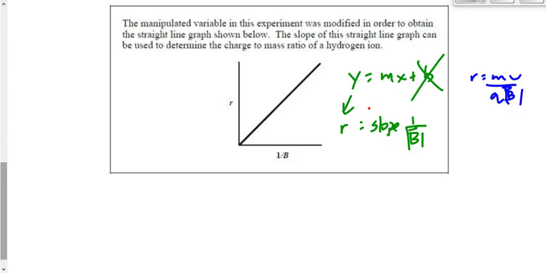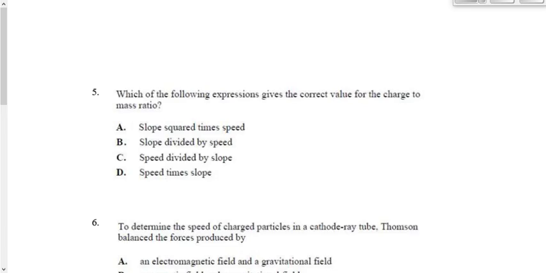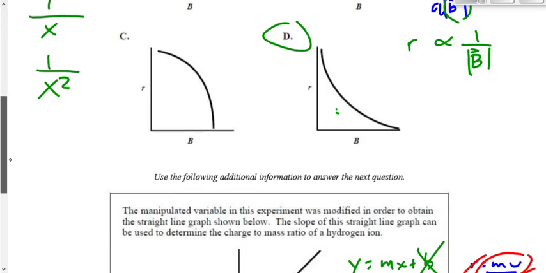Cross off things that appear in both. What am I left with? Slope is equal to mv over q. So what does that boil down to? What are we looking for here? Okay, so we're looking for charge to mass ratio. So we're going to have to rearrange this to solve for q over m.